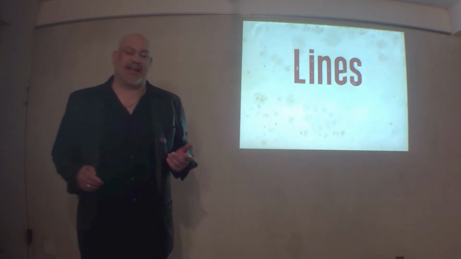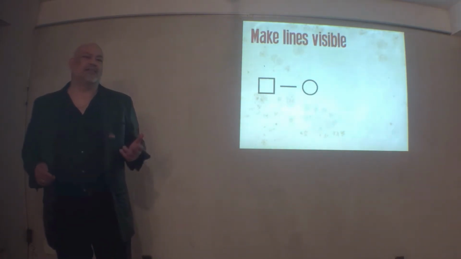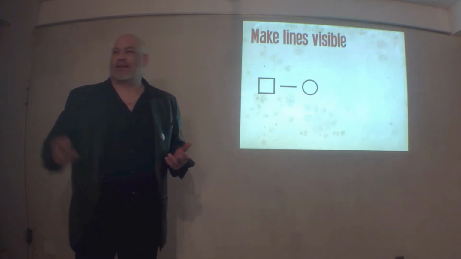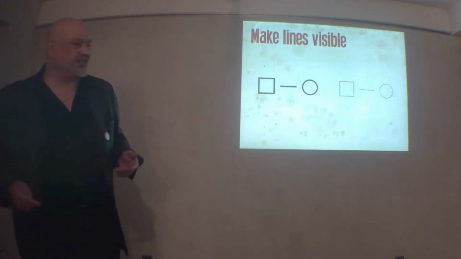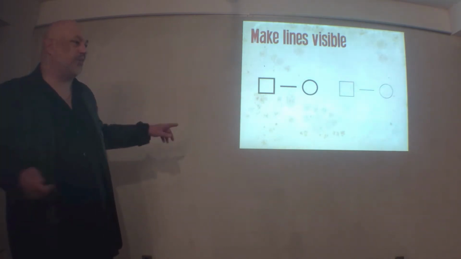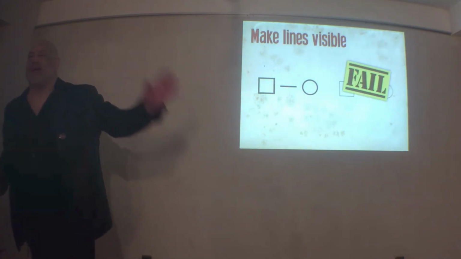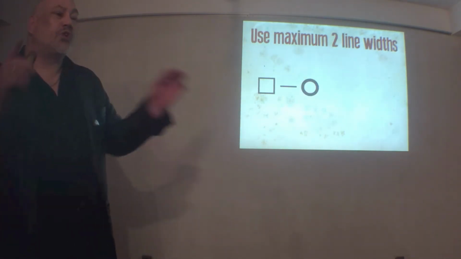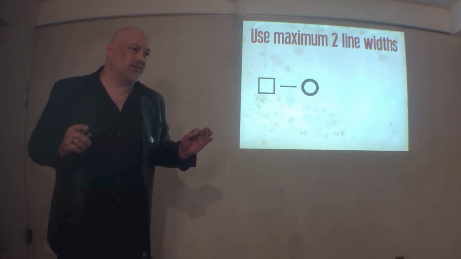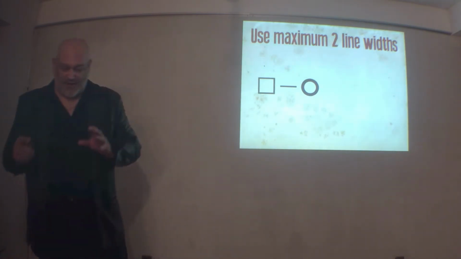For example, lines. You must make lines visible. Like in the last row, everybody has to see them. I mean, this maybe works for here, but not for the big audience. So make them just big enough, otherwise it's a fail. Use only 2 width. It's recognizable. You see the small one and the fat one.